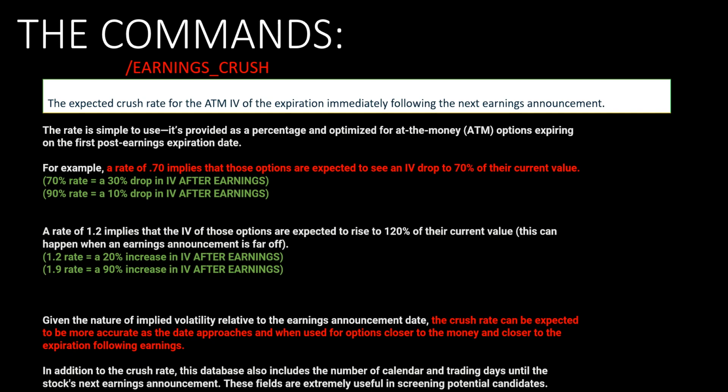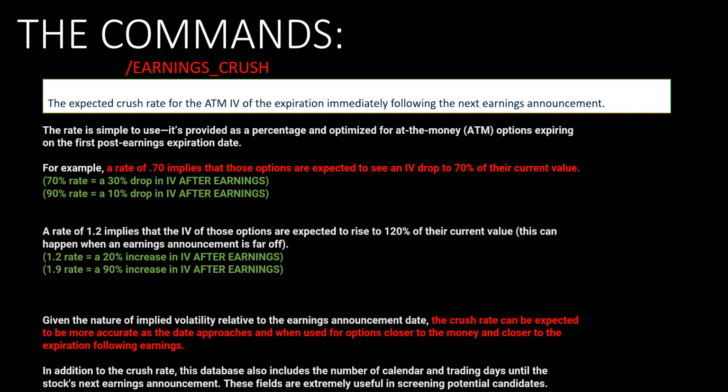So a rate of 0.4 equals a drop of 60%. A rate of 0.1 equals a drop of 90%. So the higher the rate leading up to 1, the more of its value it will retain post-earnings.